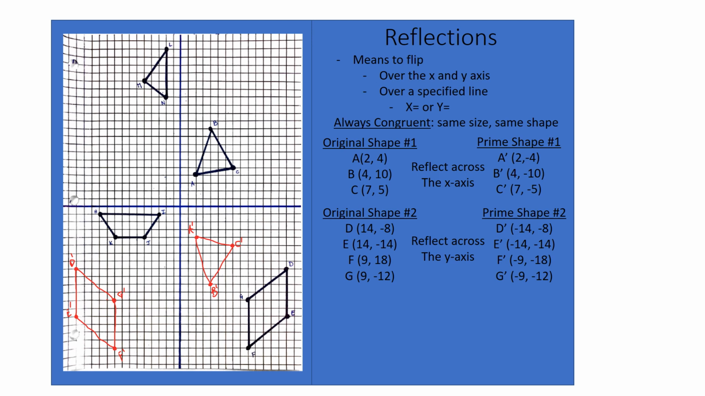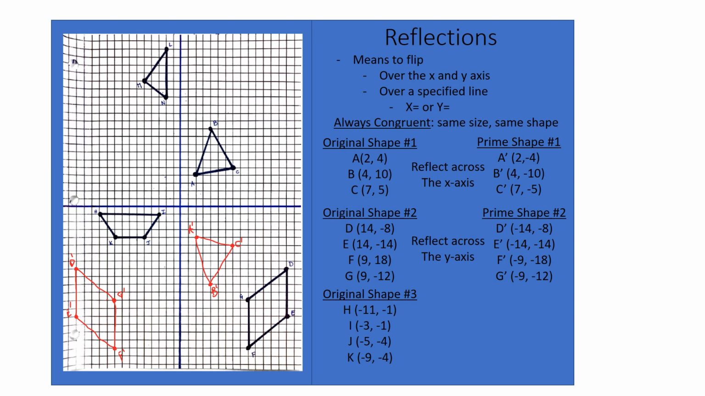D prime is at -14, -8. E prime is at -14, -14. F prime is at -9, -18. And G prime is at -9, -12.